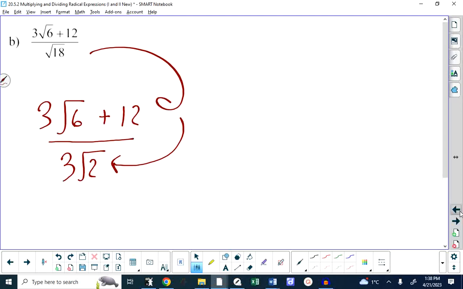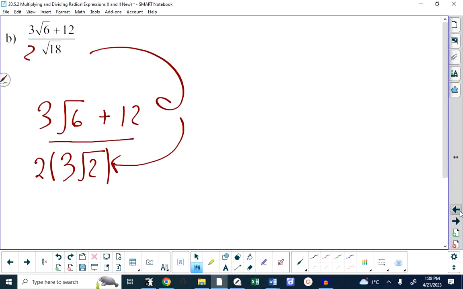Yeah. It's 2 root 18. Do you have a 2 on the bottom? Yeah. Thank you. Are you okay with that?